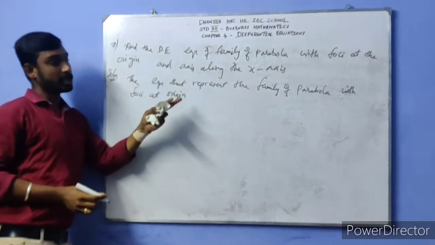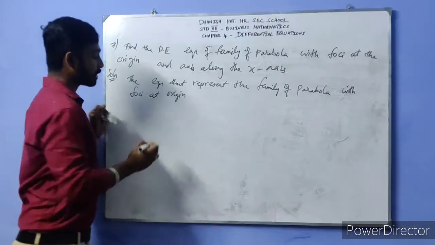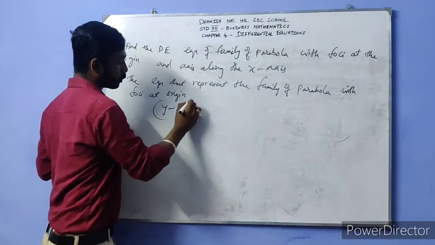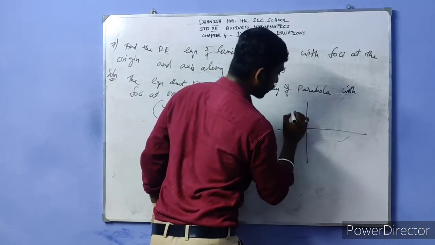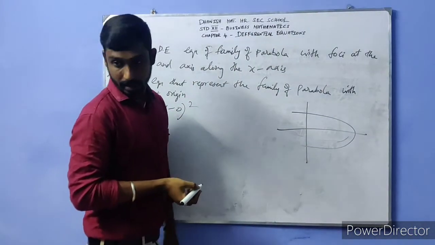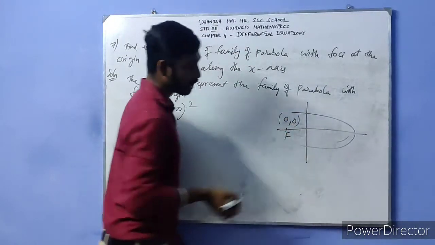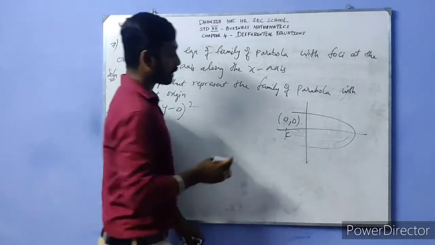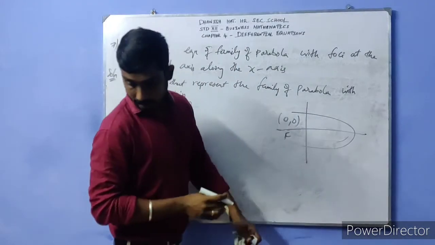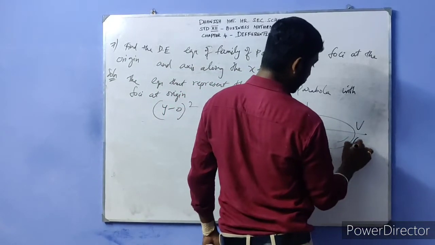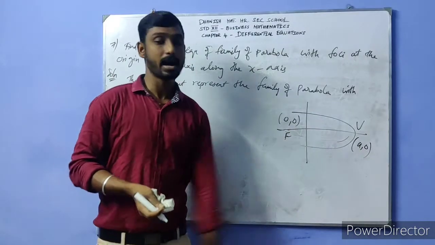The equation that represents the family of parabolas with focus at the origin, that equation is y minus 0 the whole square. So first we have to draw the diagram here. It will look like this. The parabola looks like this, with 0 comma 0 as the focus. Then here we get the vertex V, that is a comma 0. So the focus is 0 comma 0 and the vertex is a comma 0 here.